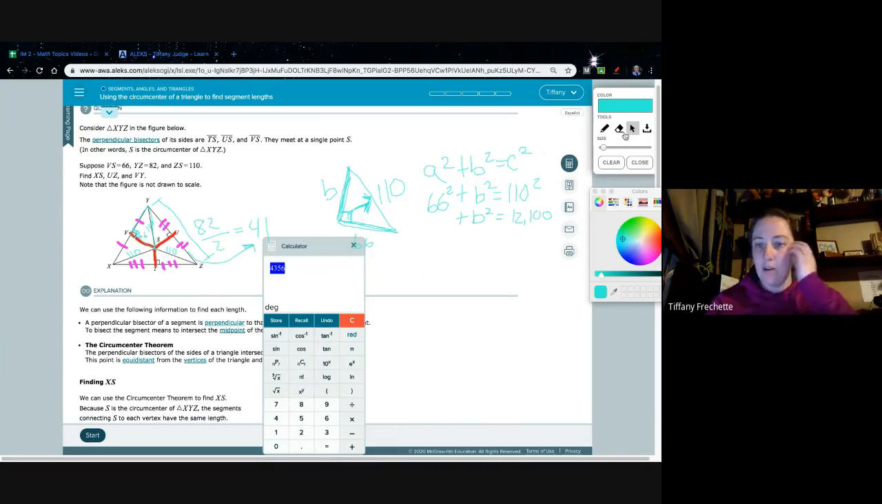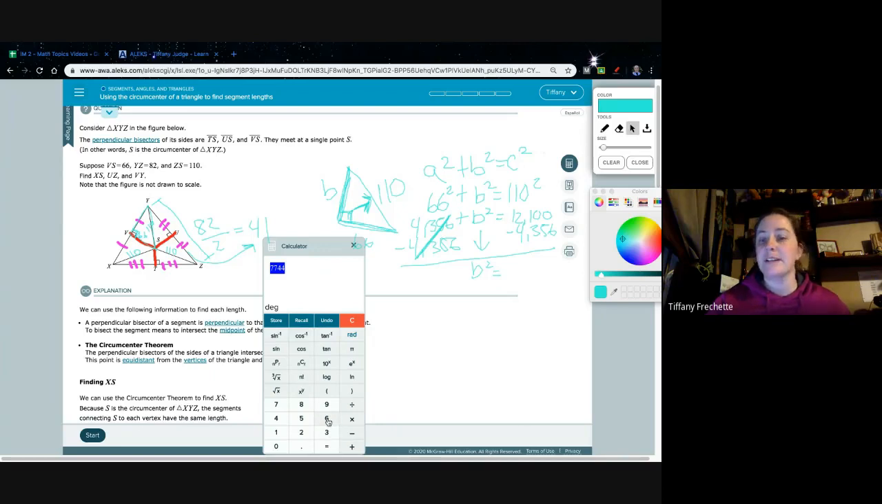And we get 4,356. We're going to subtract this from both sides, 4,356, because I want this B squared all by itself. If I subtract a number from itself, it cancels. I bring down B squared equals, and I'm going to go back to my calculator here. So I have 12,100 minus 4,356. All right, so I get 7,744.